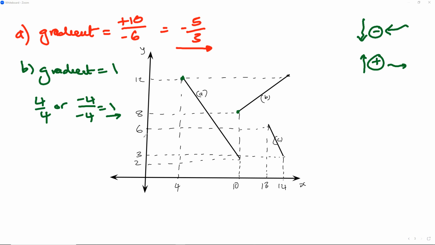So for C, let's say we go downwards. This is going to be negative because I'm going down, and going from 6 to 3 will be minus 3. Then I'm going to go right, from 13 to 14, that's going to be positive 1. So for C, the gradient is rise over run, minus 3 over 1, which is simply minus 3.